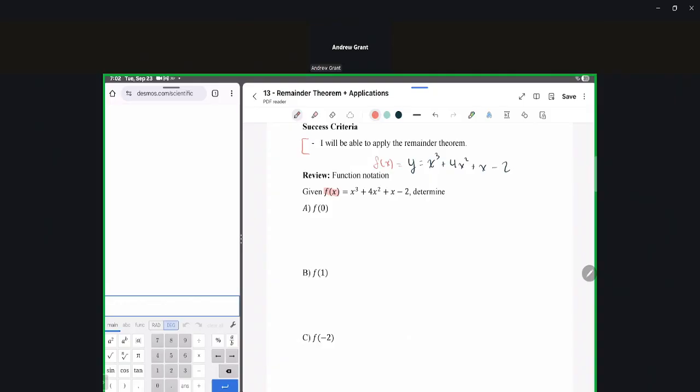So here, given f of x is equal to this cubic function, we're going to determine f of 0. f of 0 just means wherever you see an x, you just put a 0 there instead and see what the corresponding y value is. So this is going to be 0 to the power of 3 plus 4 times 0 to the power of 2 plus 0 minus 2, and that's going to be negative 2.